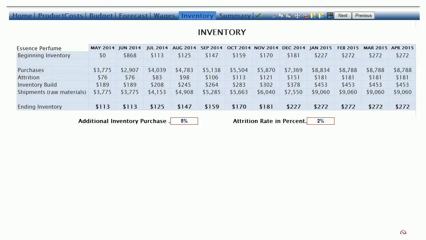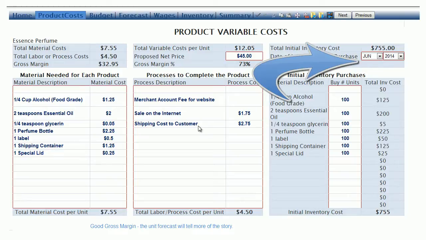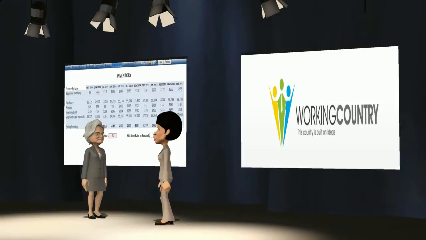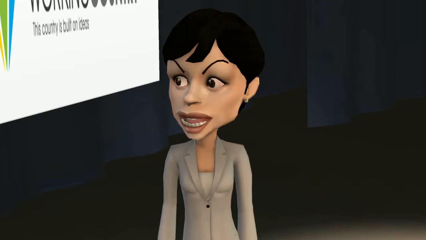The other main effect is from the product page. It is the date that we establish as our initial material purchase. That amount will be reflected on the inventory page during the appropriate month. Inventory may be complex, but what we have to do is fairly simple, thanks to the IcEasy. I think I've got it now. Yes, I believe you do. What is next? You are ready to go to the summary page. This is where the analysis occurs.